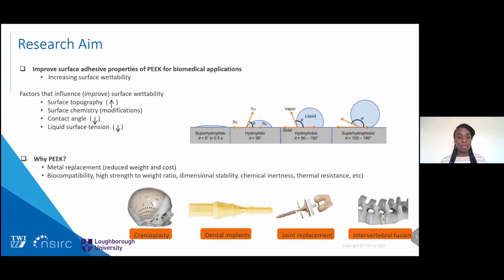You may ask, why am I using PEEK? So apart from the industrial relevance of my work, PEEK has been used in biomedical applications because it has a high strength to weight ratio, it has very good dimensional stability, it's chemically inert, and it has good thermal resistance.